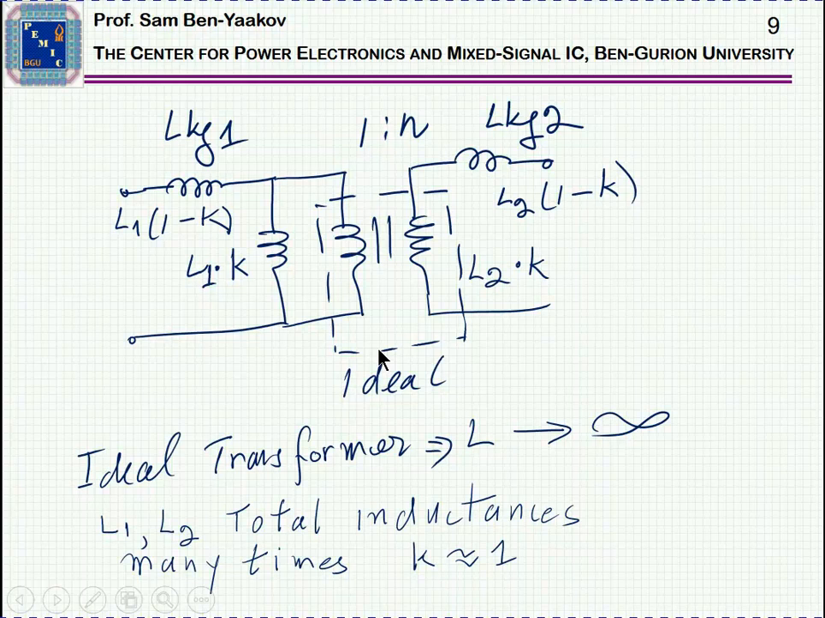This is why power electronics engineers really like this representation. Here we have clear information of what we really like to see. We have the leakage here, which is equal to L1, the total inductance of the primary, times 1 minus K, K being the coupling coefficient. What is remaining here is L1 times K. We have at the secondary the same thing, L2 times 1 minus K and K times L2. And in between, we do have an ideal transformer.